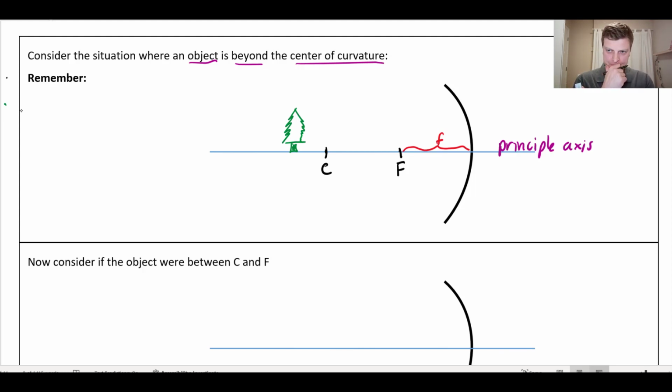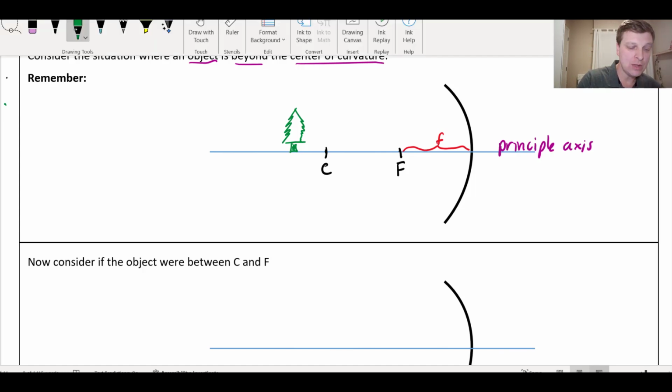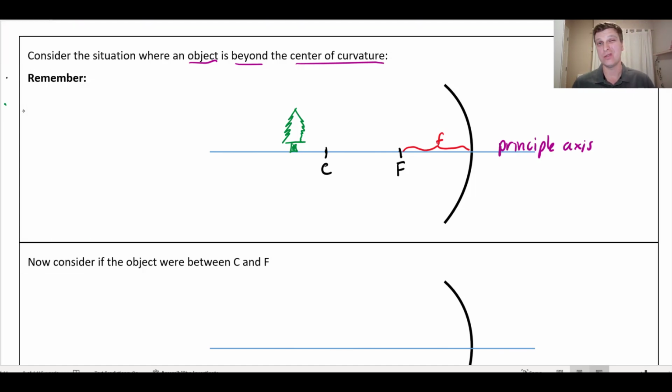Okay, so remember there were 3 rays that I could draw, and I only actually have to draw 2 of them. 2 is the minimum that I can draw and know where my image is going to be. So the first ray is going to go parallel to the principal axis. And remember that if it goes parallel to the principal axis, then it will bounce off through the focal point. Okay, so what does that look like?